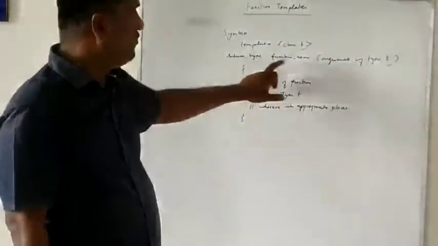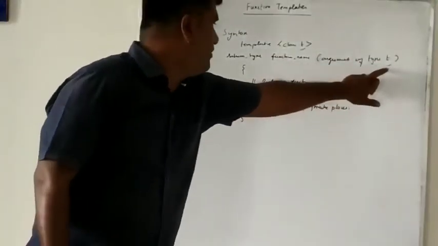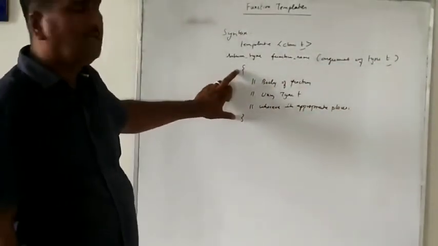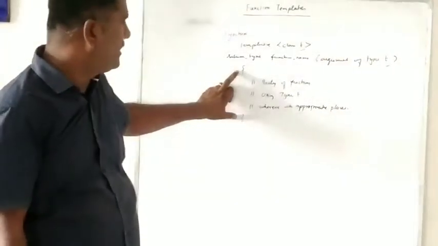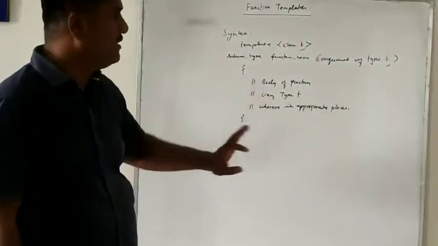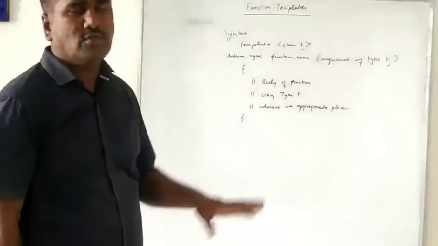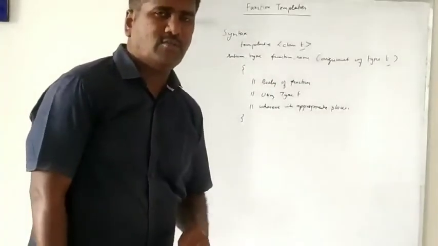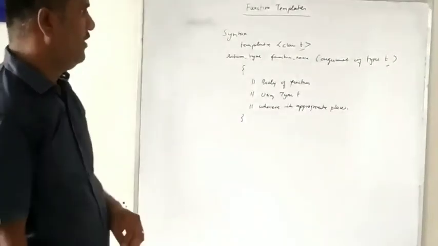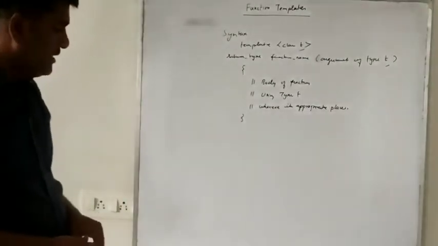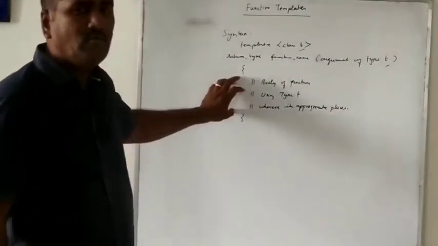So next is the function return type. That is the return type, then the function name, then the argument of type T. Okay, this is the body of the template function, or the function template. In the body of the function, wherever it is appropriate, we use the type T. Okay, right. Next, function overloading.